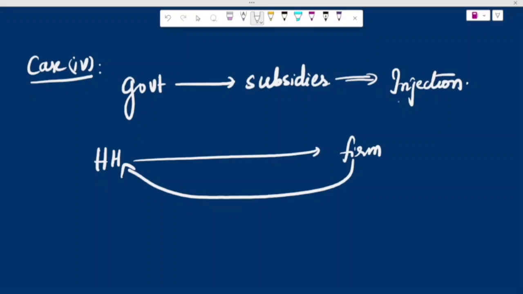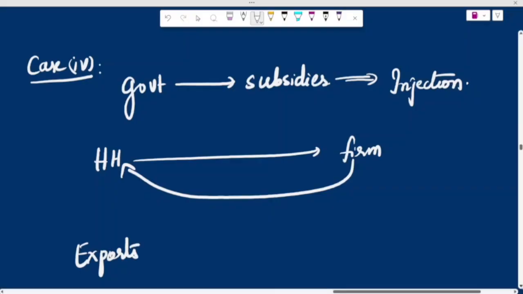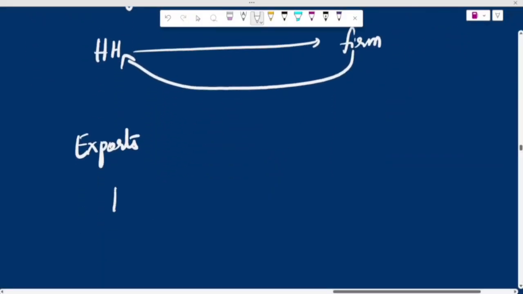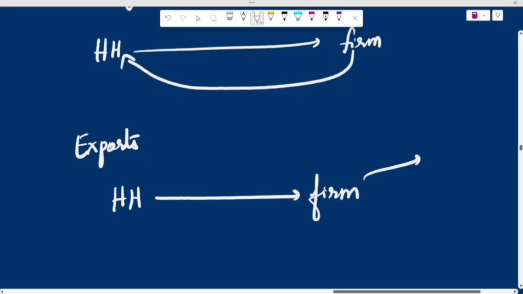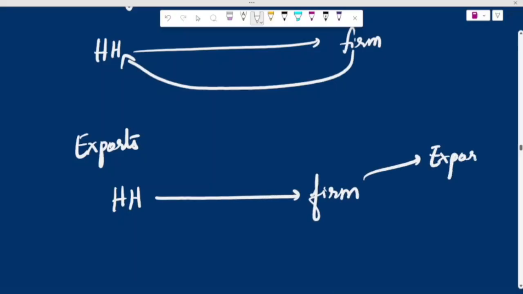If a company is exporting more, so household is giving labor to the firm and the firm is exporting more. It means that it is receiving money from the foreign, dollars from the foreign. It means that the firm will now pay more to the household. It means it is one of the injections.